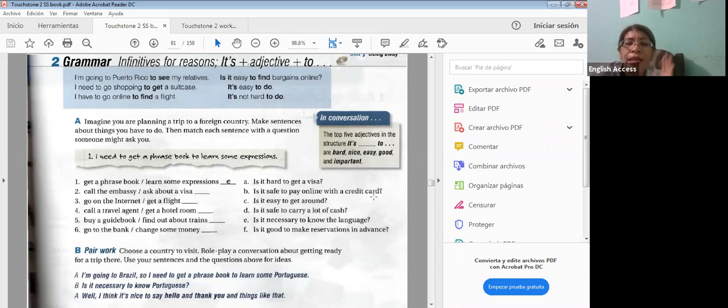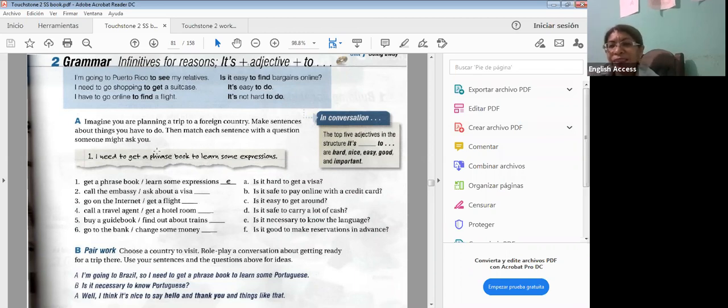Once again, I need to get a phrase book to learn some expressions, letter E. Is it necessary to know the language? Okay, so that's what you're going to do. Number 1, complete your sentences. Number 2, match the columns, okay? Okay, so go ahead, please, let's do it.